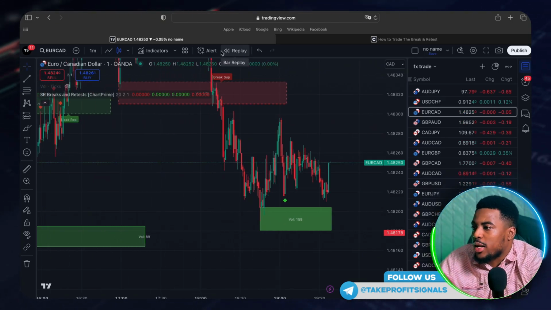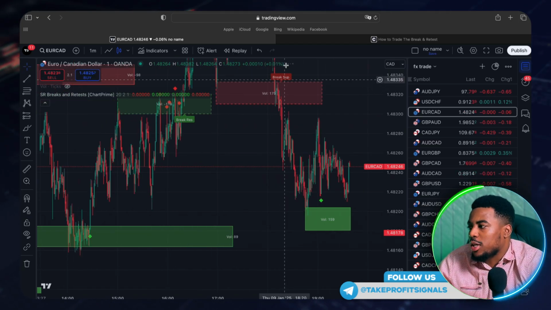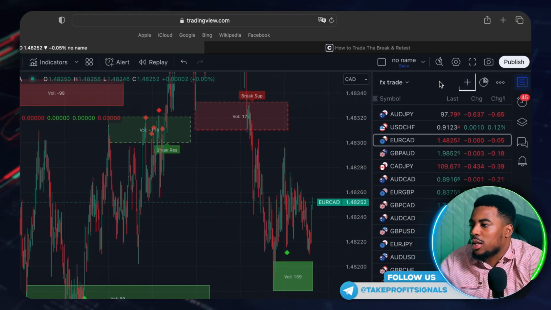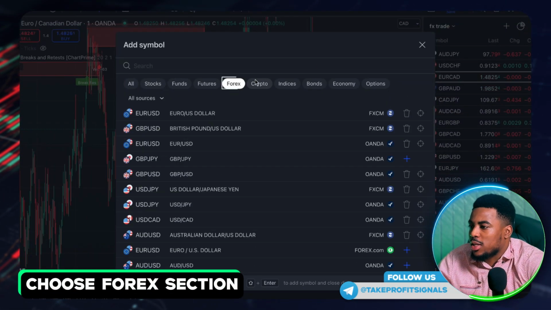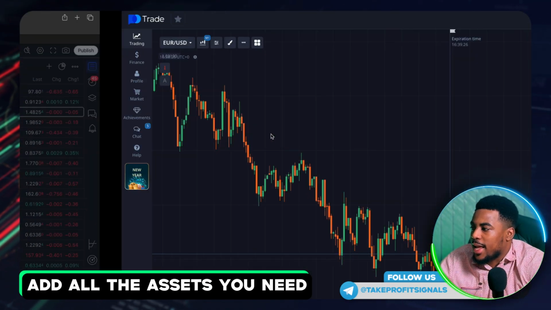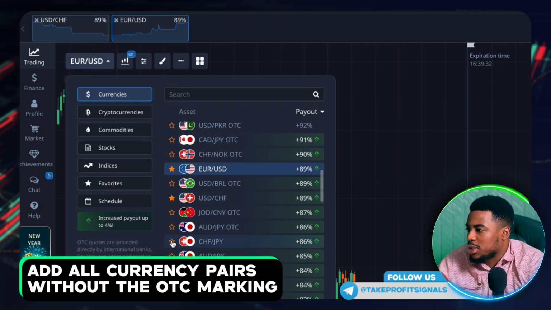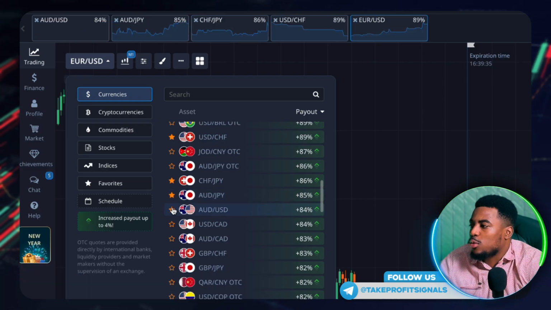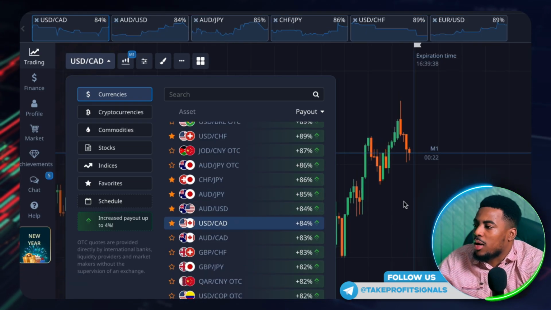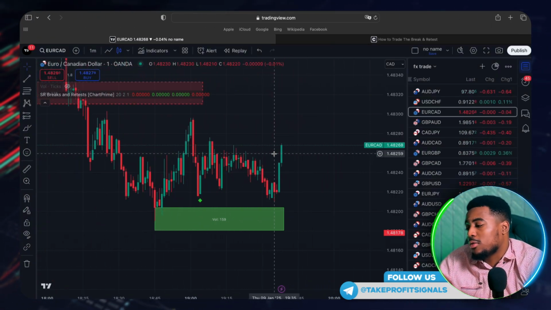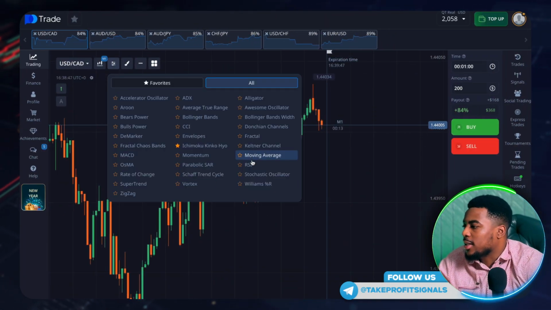By the way, if you do not have a profile on TradingView, it is very easy to make one. Just go to tradingview.com, create a free account, then click here on the plus. In the forex section, add all the assets you need that exist on your platform. I will trade on this broker today, so I add all currency pairs without the OTC mark to my favorites, and we will trade with the help of an automatic indicator, but already on the TradingView platform. Unfortunately, you will not find and add such an indicator here. So use the opportunities that others do not have in order to earn more.